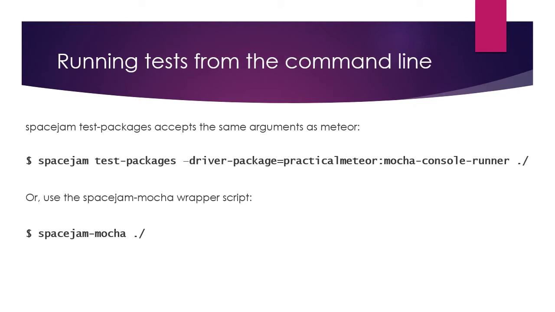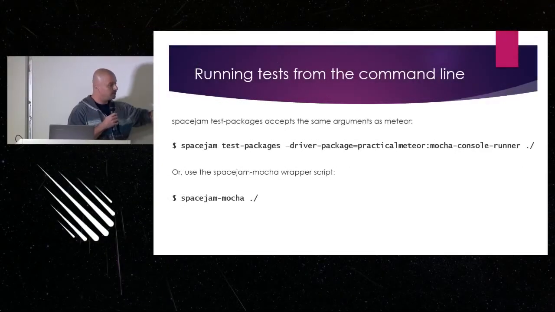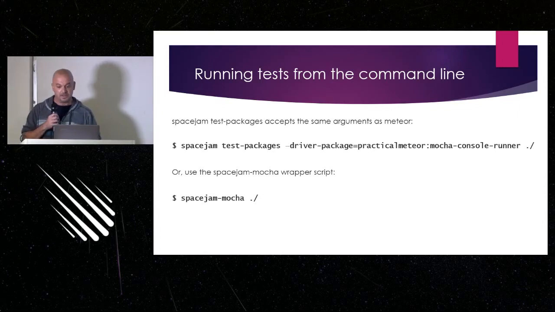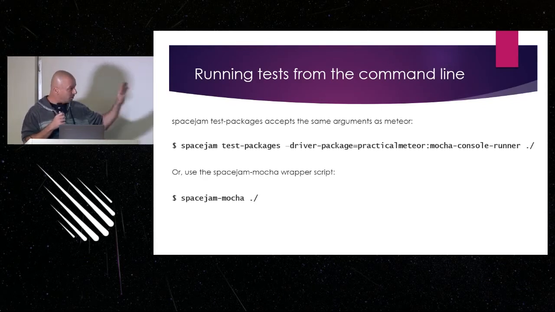So, running it from the command line didn't work right now, but basically what you do is use spacejam test-packages with the driver package mocha-console-runner, that's the one that will output the test results to the console. And we created a wrapper script so that instead of writing all of this big line, we're basically going to write only that. I'm going to do a blog post about it on my Practical Meteor blog, practicalmeteor.com blog. So all of this is going to be documented there as well.